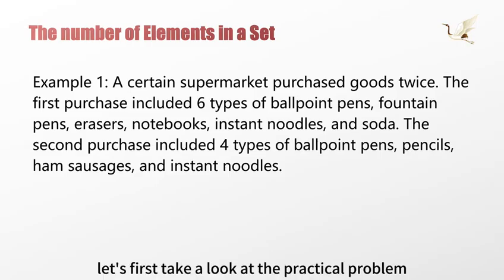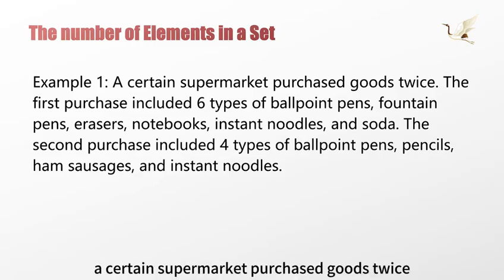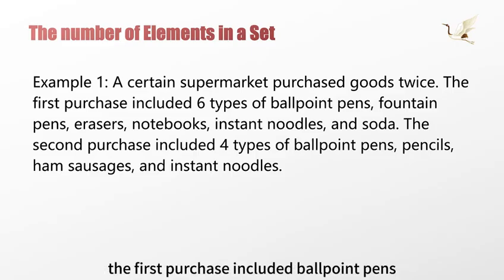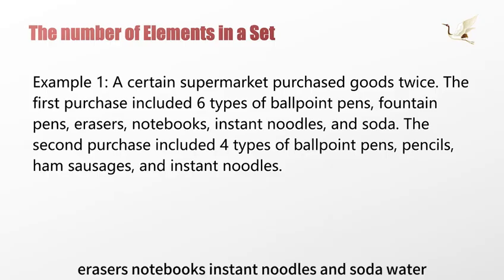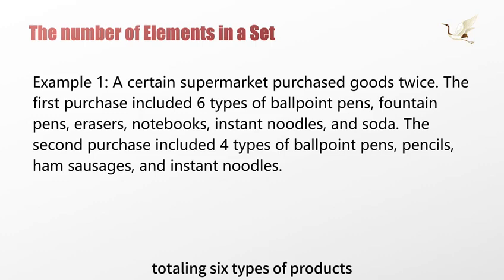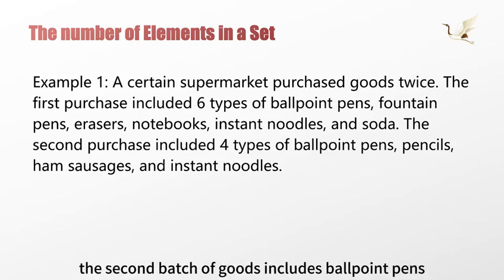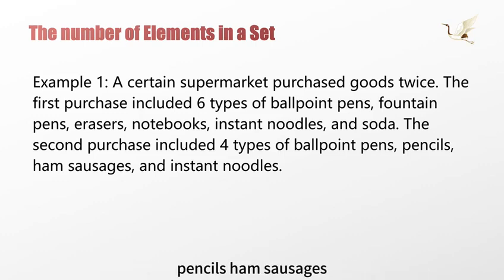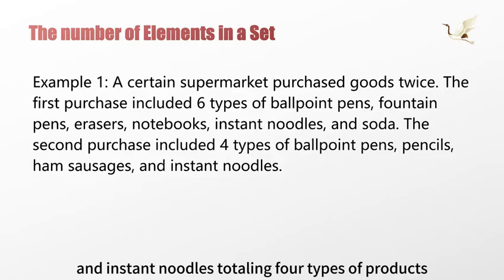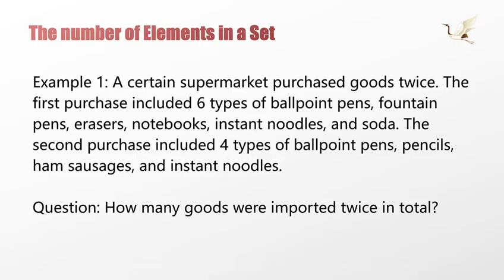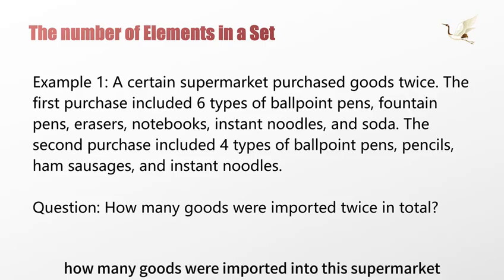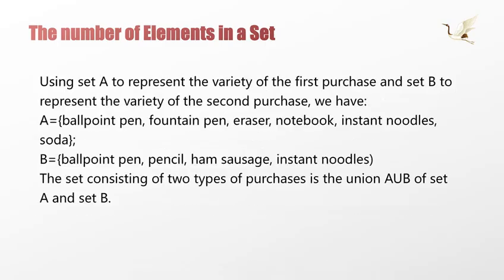Let's first take a look at the practical problem in example 1. A certain supermarket purchased goods twice. The first purchase included ballpoint pens, fountain pens, erasers, notebooks, instant noodles, and soda water, totaling 6 types of products. The second batch of goods includes ballpoint pens, pencils, ham sausages, and instant noodles, totaling 4 types of products. How many types of goods were imported into this supermarket in total over the two purchases?